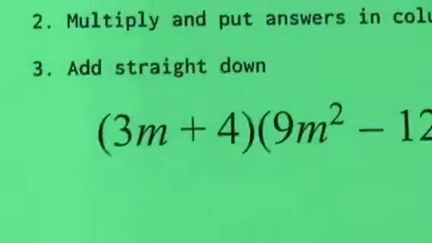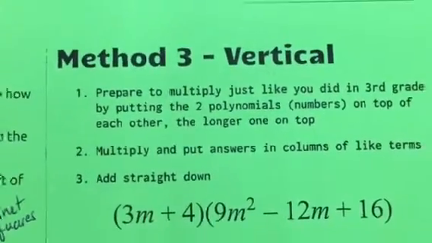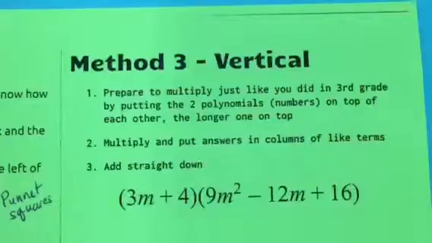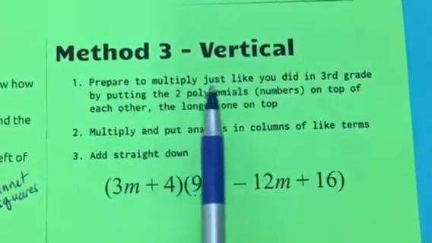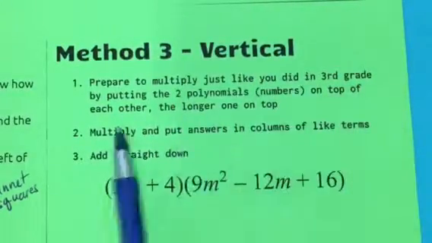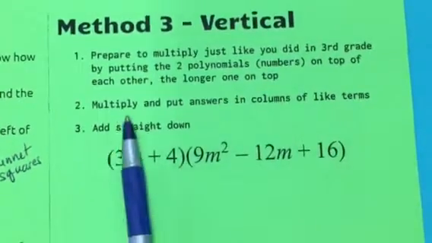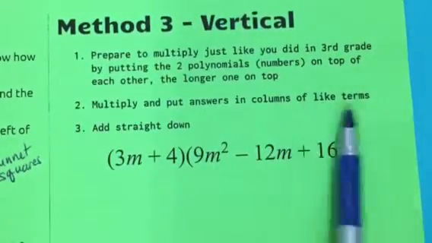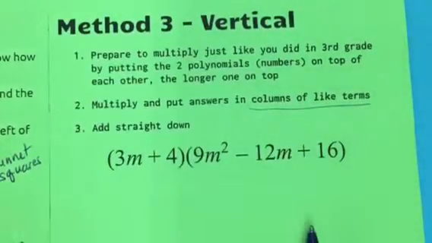All right, the last method I want to show you is this one. This one harkens back to 4th grade or 3rd grade. It's a vertical method. Prepare to multiply just like you did in 3rd grade or 4th grade by putting the two polynomials or numbers on top of each other. The longer number or polynomial goes on top. Multiply and put answers in columns of like terms. That's key. Add straight down. So I'm going to show you what this looks like.